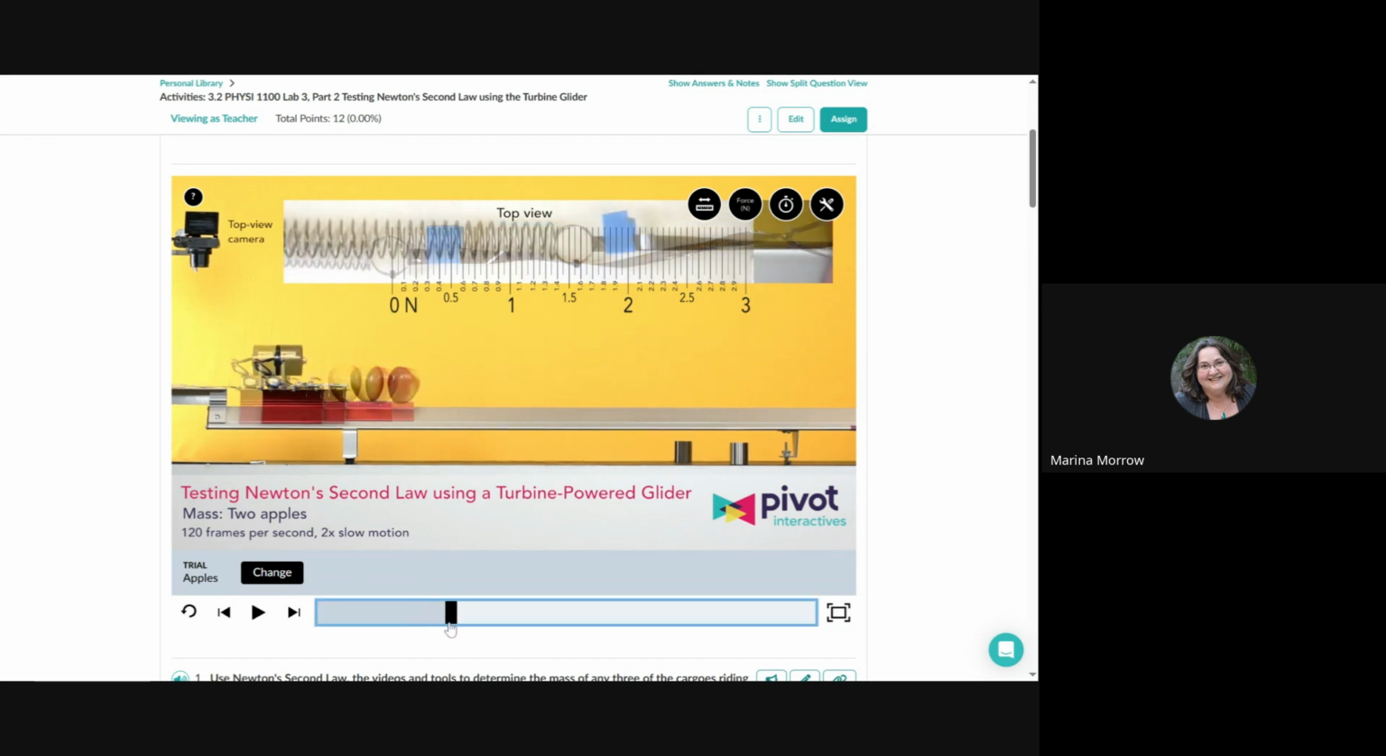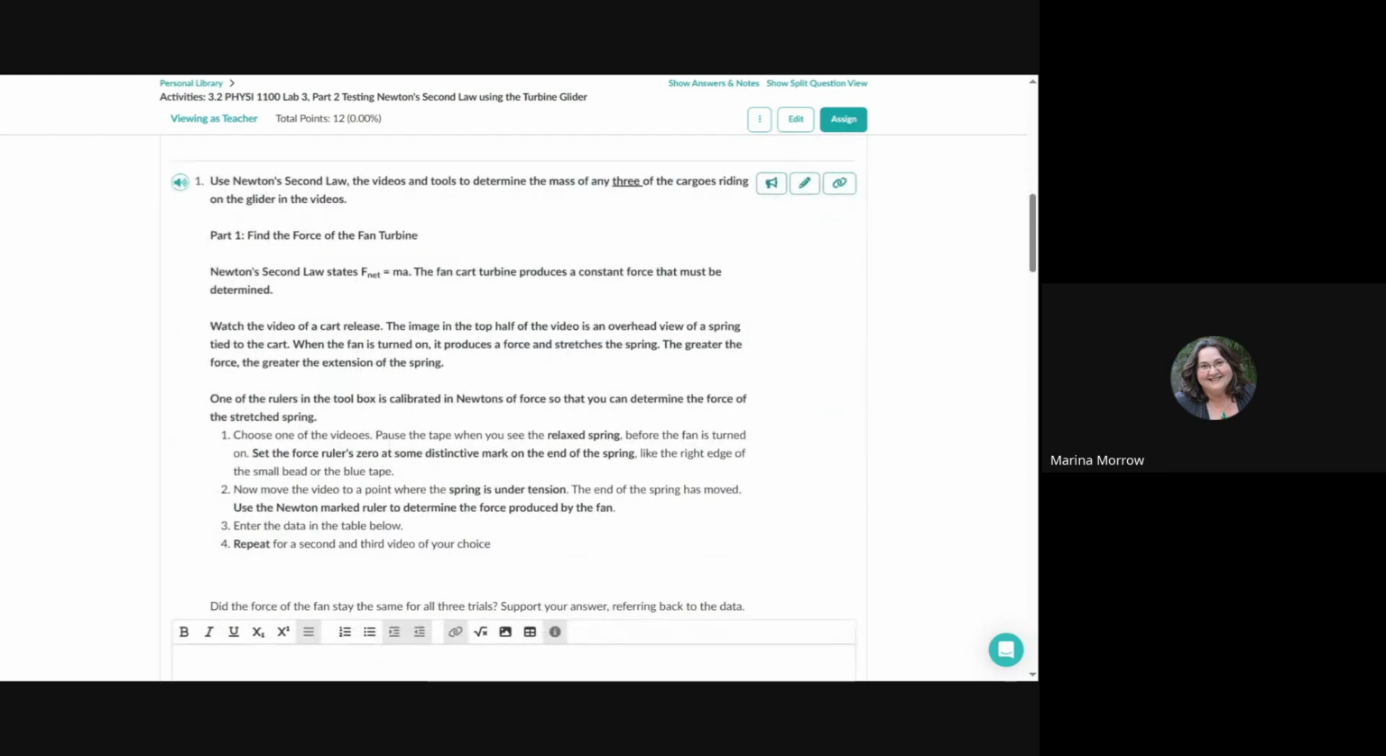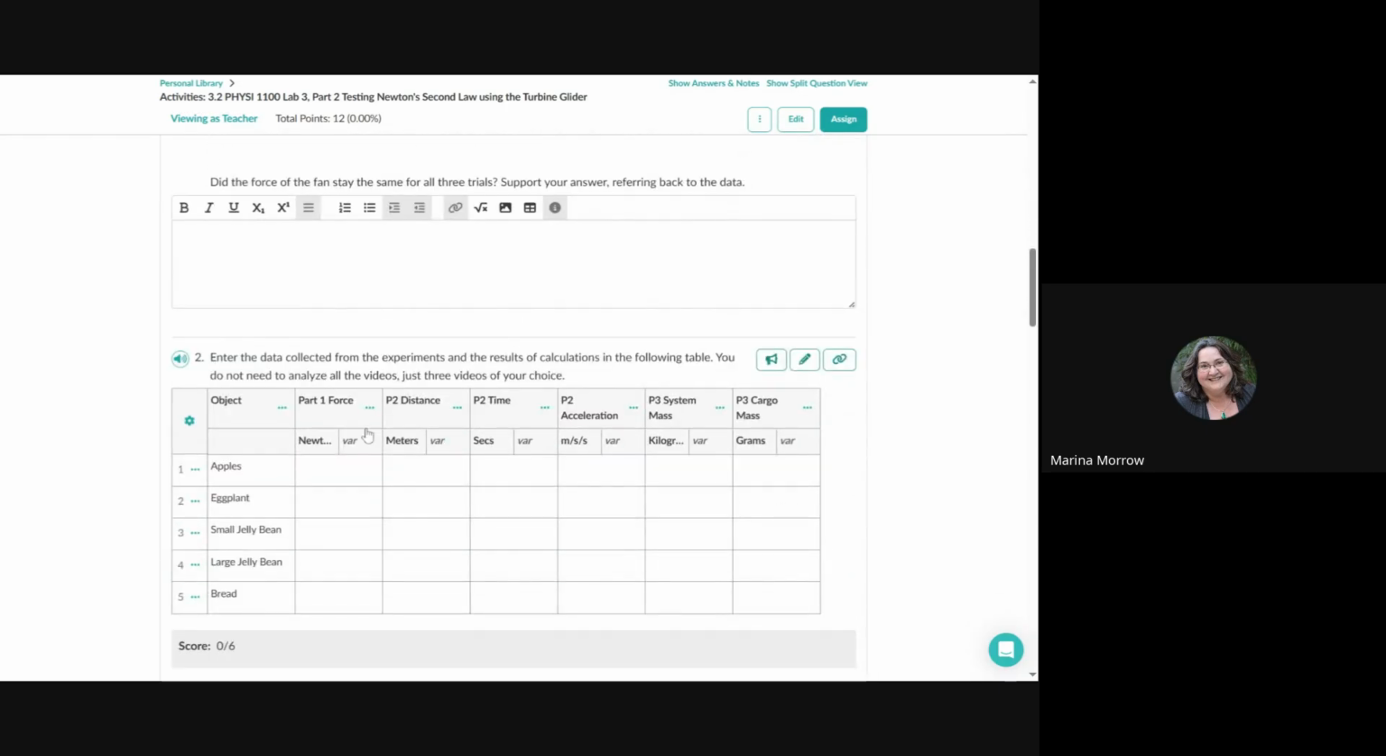So start your fan. Now the spring is extended, and you can see that from its old position, it is now extended 1.55, around 1.56. And that will be in newtons of force. So that's going to go in your data table down here. Okay, so now you've got your force. And remember, you only have to do 3 of these. So just pick 3 to do.